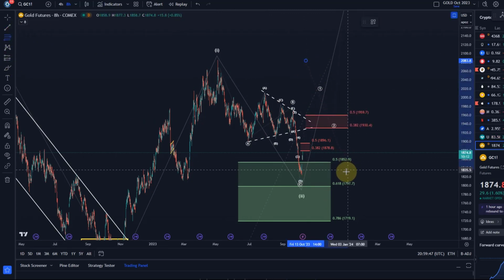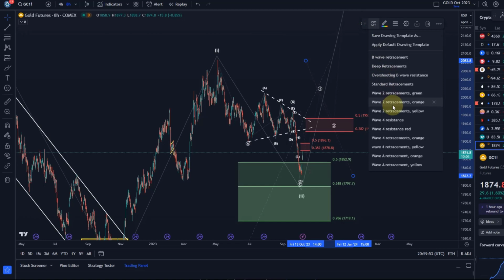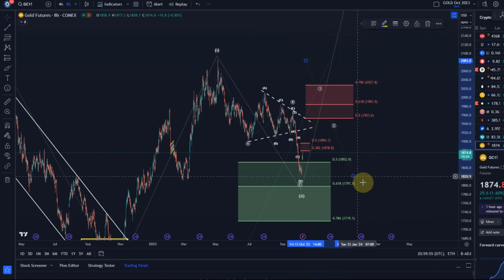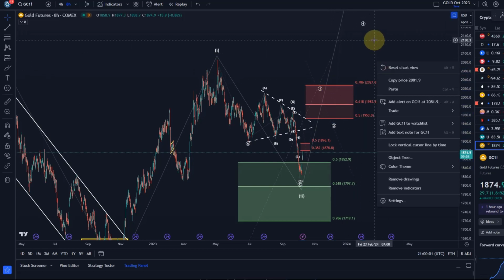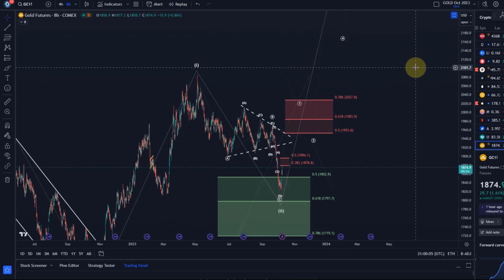But if we talk about which area this red wave 2 that I've just shown you in the bearish scenario could reach, well, it would be between 1950 and 2027. A break above 2027 will make the white wave count even more likely. So from a strategic point of view, anybody who wanted to buy more aggressively, I mean, this was the area.